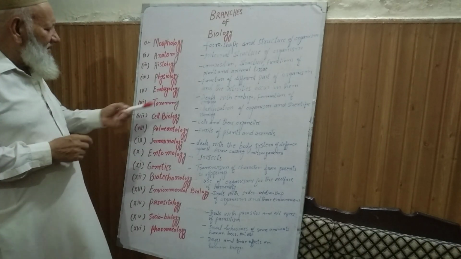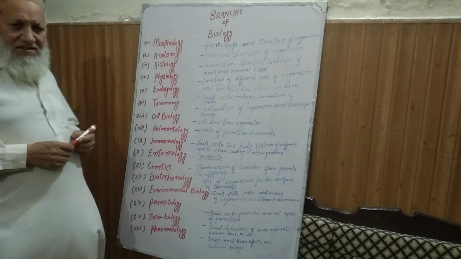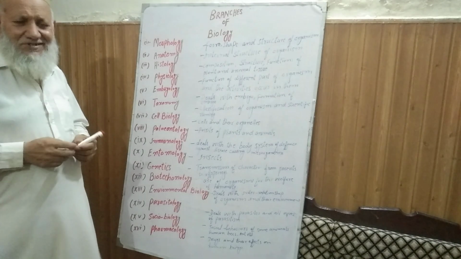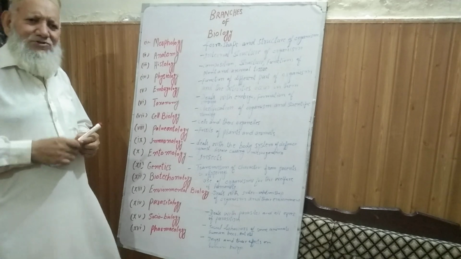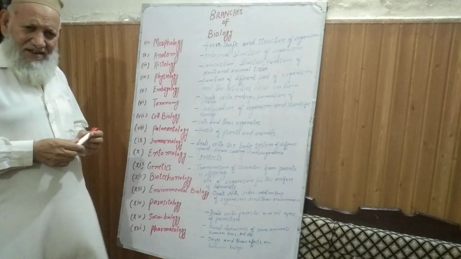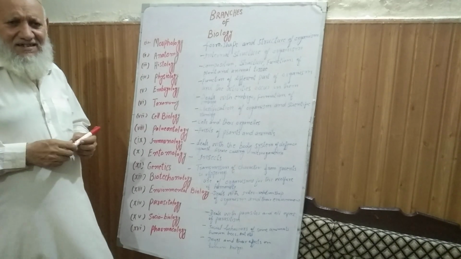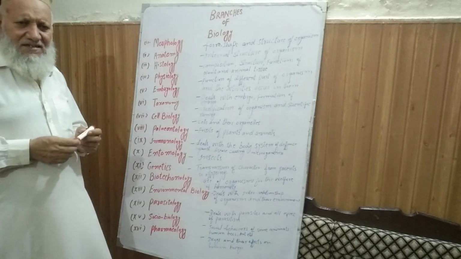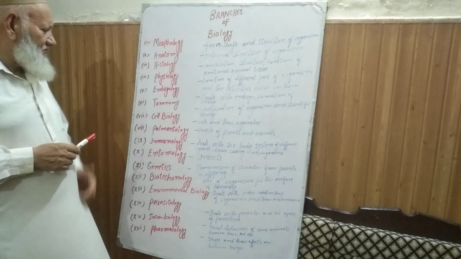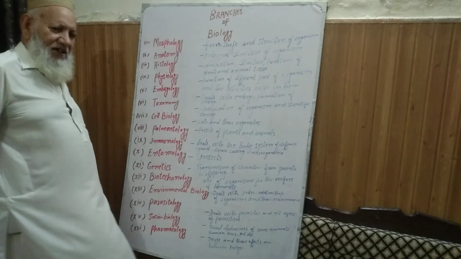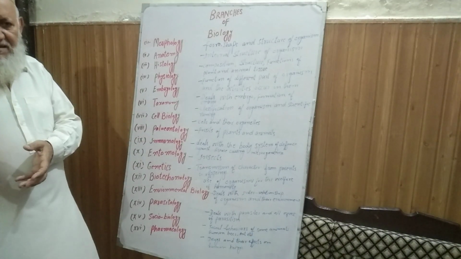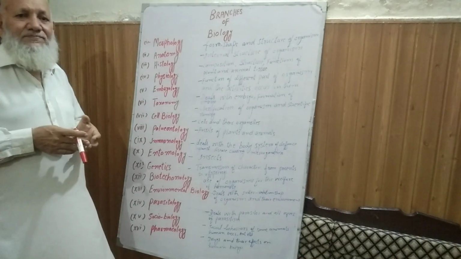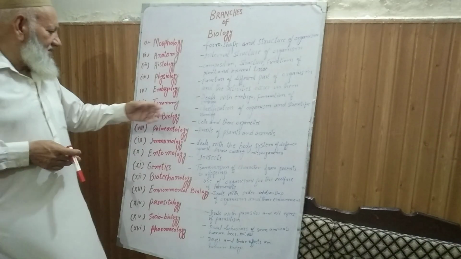The sixth is taxonomy. The classification of plants and animals is called taxonomy. Here we also give a scientific name and classify things, such as species and genus. So now you are clear what taxonomy is: the process of classification of animals and plants is called taxonomy.